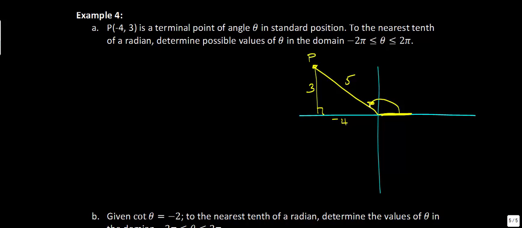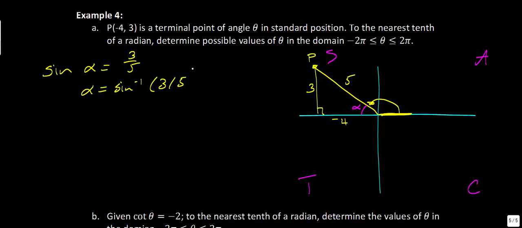The ratio I'm going to choose is the ratio that is positive in that quadrant. If you recall CAST, we have C, A, S, and T. I'm trying to get this little alpha right there, so I'm going to use the sine ratio. Sine of alpha is equal to 3 over 5, and so alpha, my reference angle, is equal to the sine inverse of 3 over 5. If you put that into your calculator, of course we're still in radian mode, you will end up getting 0.6435 radians.